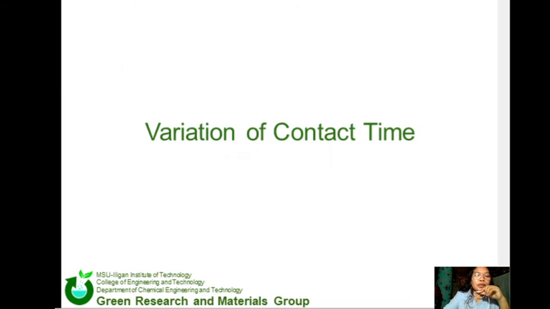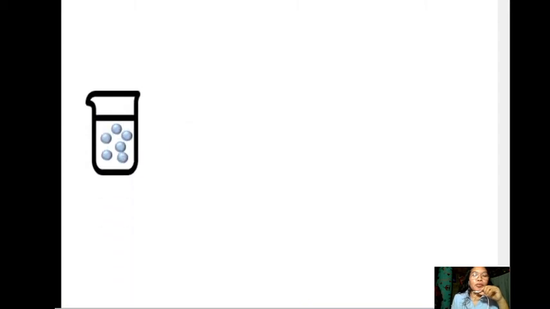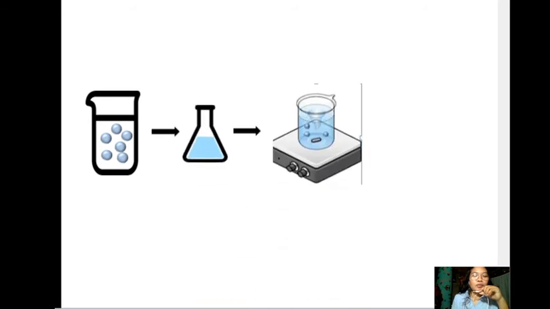Since the contact time affects the removal of methylene blue from the solution, for the variation of contact time, the adsorbent material or the beads will be placed in a 250 ml flask. Then a pre-made 25 ml methylene blue solution will be added separately in the volumetric flask. The beads and methylene blue solution will be stirred using a magnetic stirrer at a rate of 150 rpm.